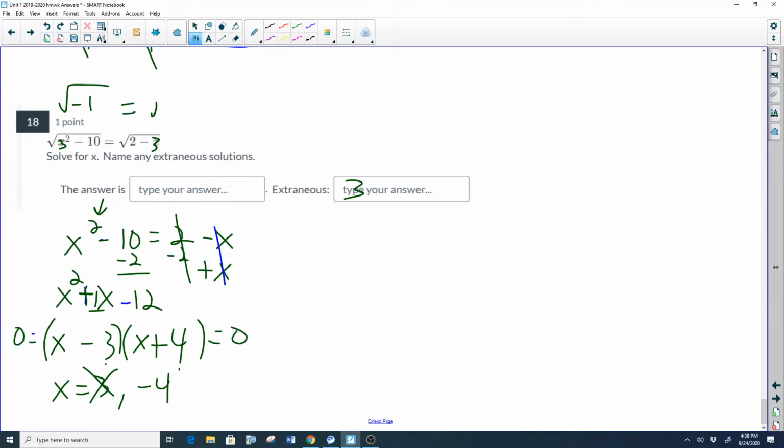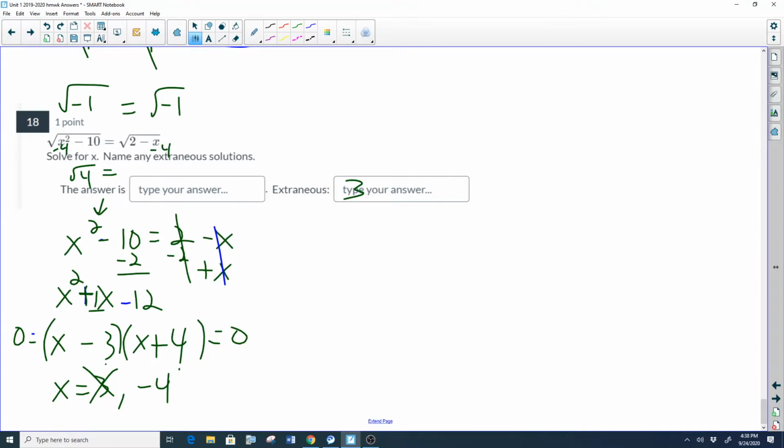That's ridiculous. I don't know. We should check the answer on this one, right? Because that's kind of weird. Oh, but if you do plug a negative 4 in, it should work. Because negative 4 squared is 16. And then 16 minus 10 is radical 4, which is just 2. Plug a negative 4 in.